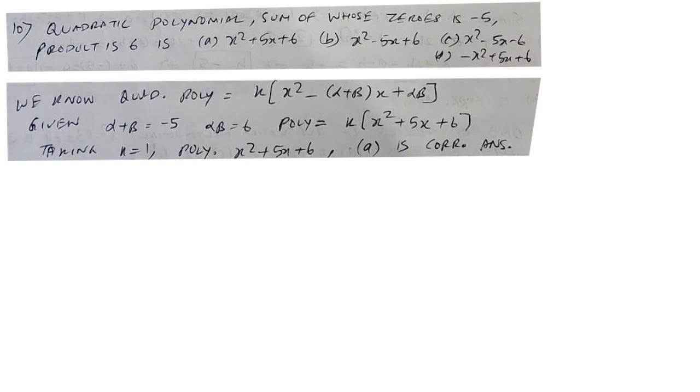Take k as 1. Okay, k is a constant which can be any value, any integer or fraction value it can be. So if you take k is equal to 1, the polynomial we are looking for is x squared plus 5x plus 6. Okay, so A is the correct answer.